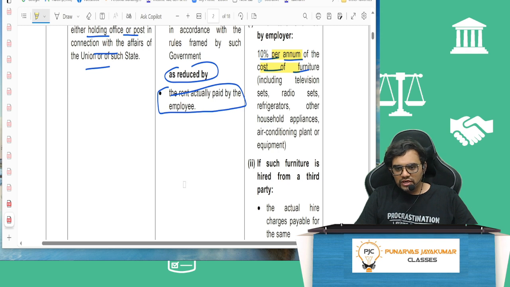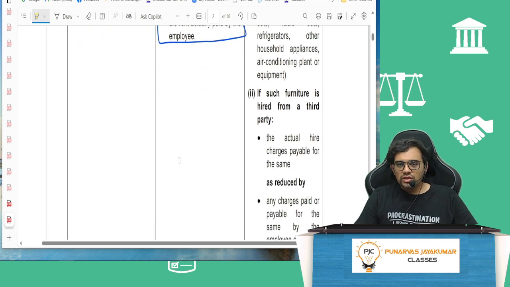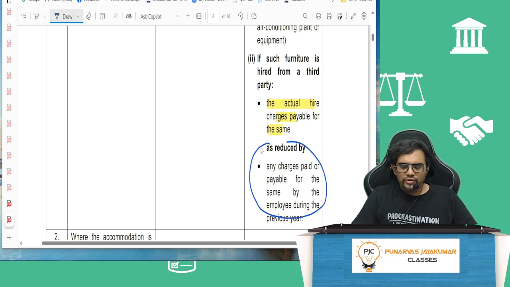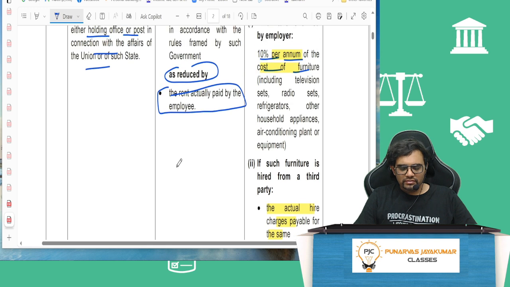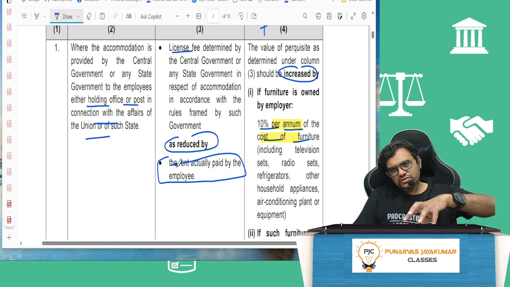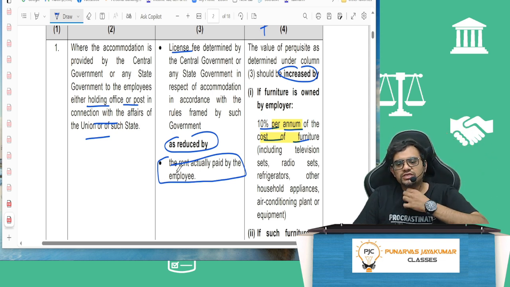That applies if it is owned by the central government or state government. If it is not owned and is hired by them, then the actual hire charges, as reduced by, as I told you, any charges paid or payable by the employee during the previous year. So here what they have changed is very fair, I would say. Apart from just the license fee, you also reduce the actual rent paid. This is the same thing we are doing in the sums also, but anyway they have just given it in the final notification like that.